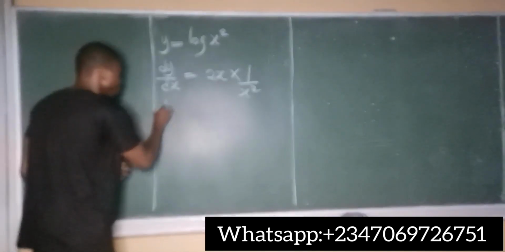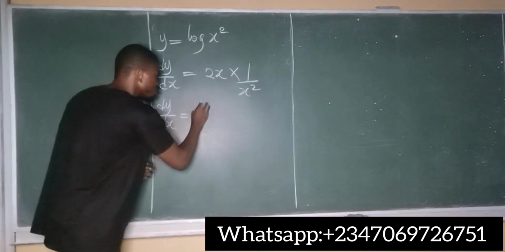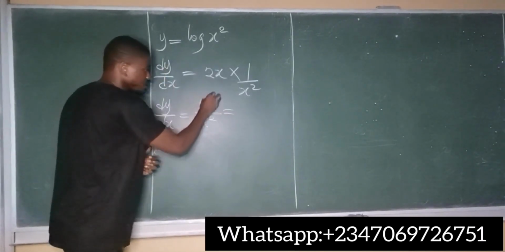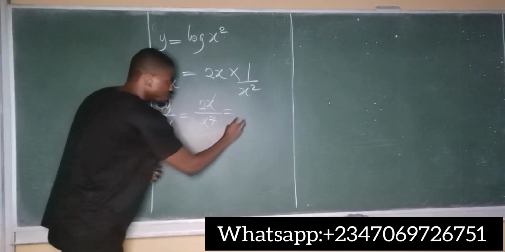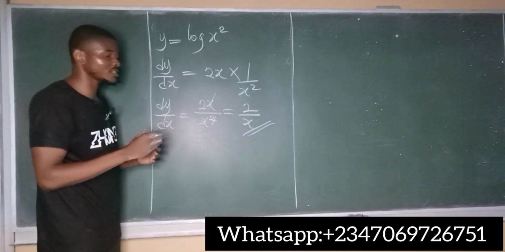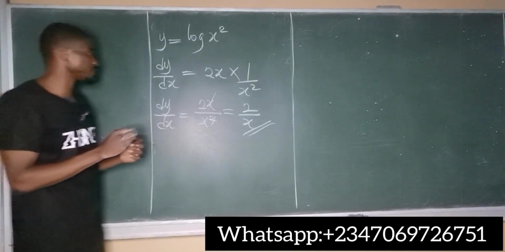So this means that dy/dx is now simply what? 2x all over x squared, which is actually what? Okay, x here strikes 1. I'll simply have 2 all over x. And that's how to differentiate. Okay, that's the shortcut. Let's try another example now.